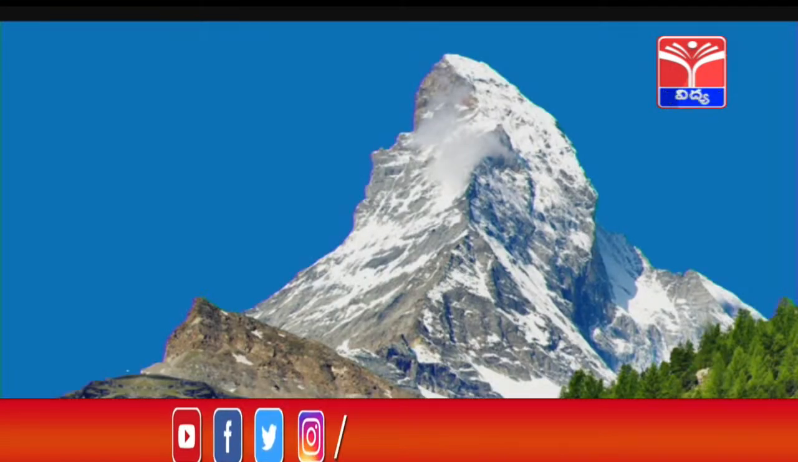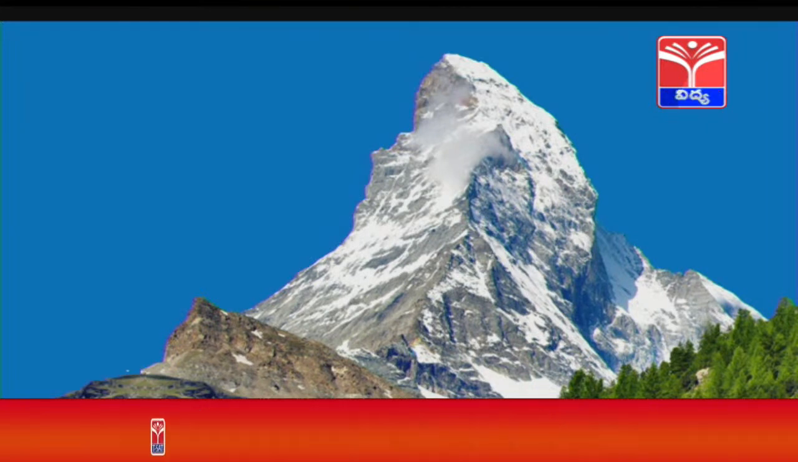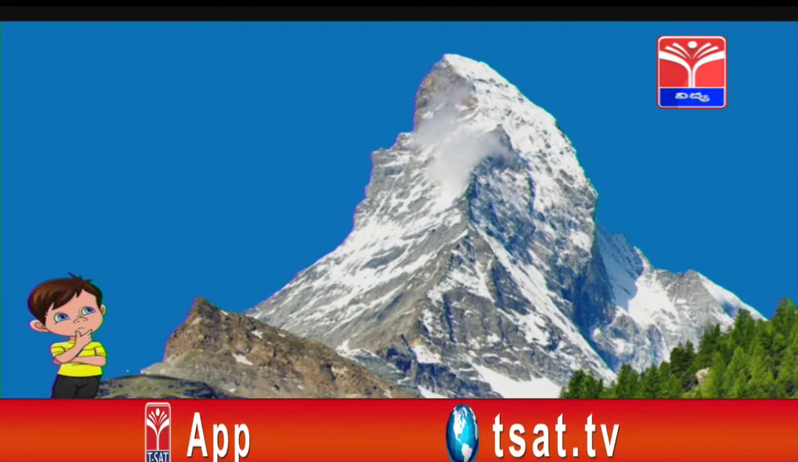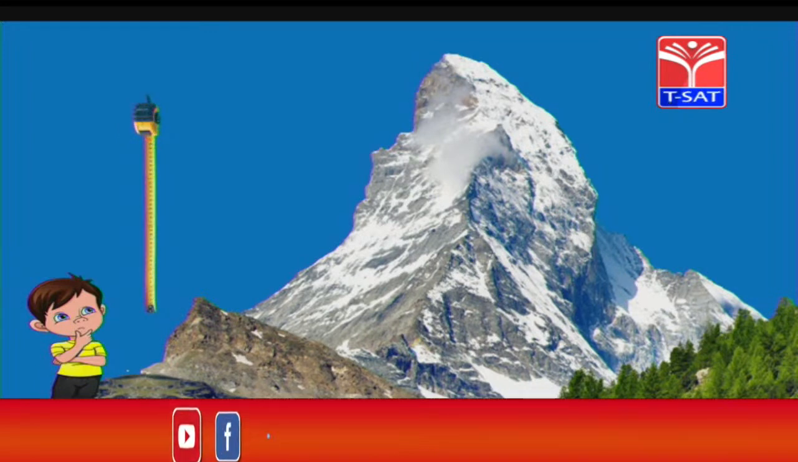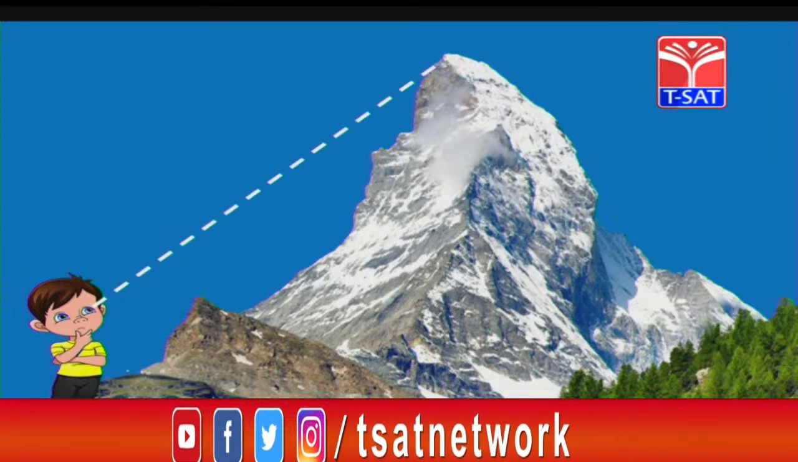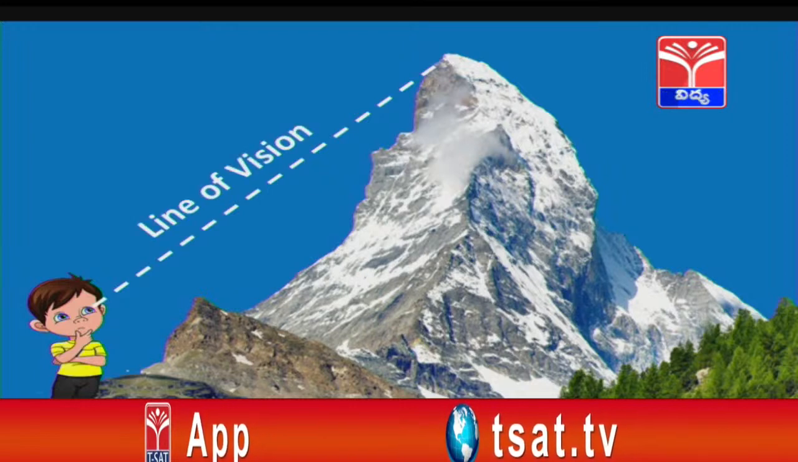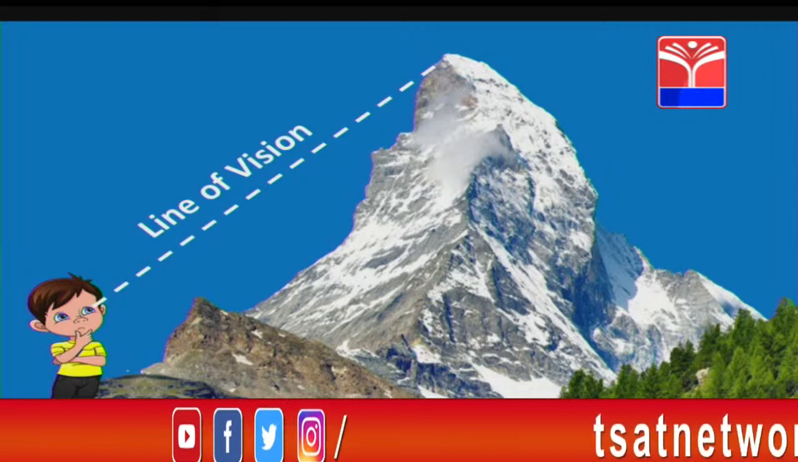Are you able to see a mountain? Can you measure the height of this mountain? How do you measure? So, here is a child who is thinking how to measure the height of this particular mountain. Do you use the same measuring tape? Let us think this is the line joining the eye and the tip of the mountain. So, this particular line we call the line of vision. What do you call this? It is the line of vision. That means, from where you are observing the top of that particular mountain, you call it the line of vision.